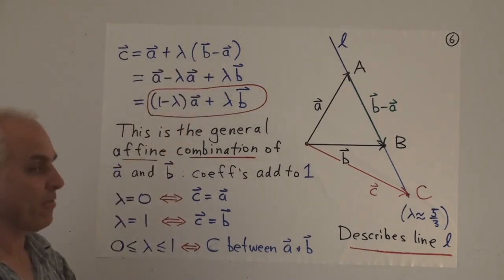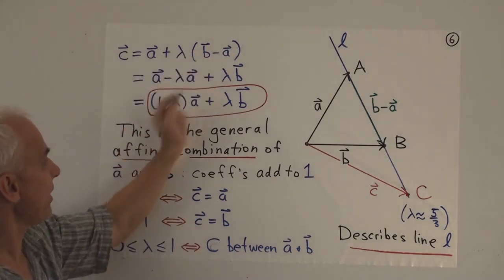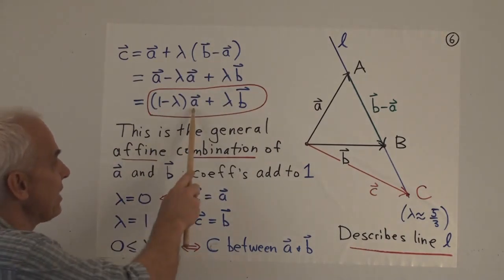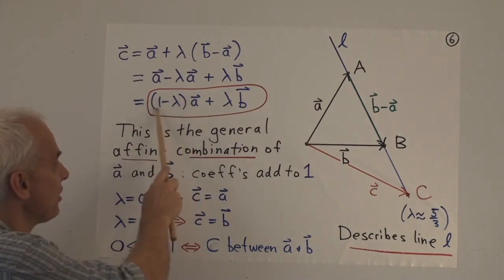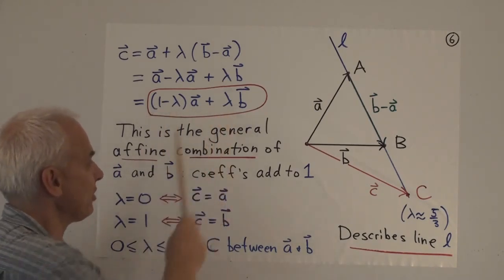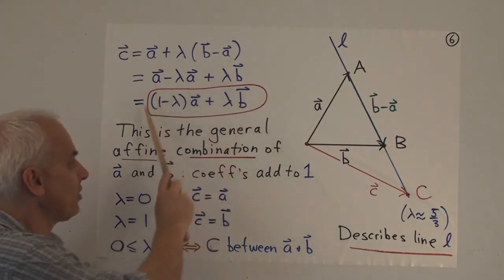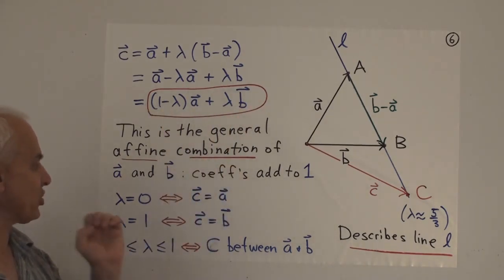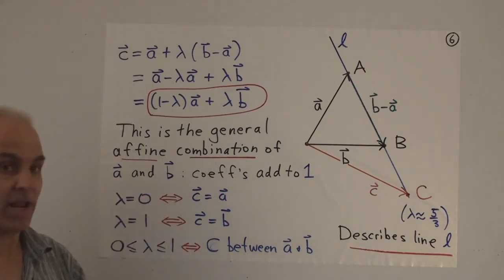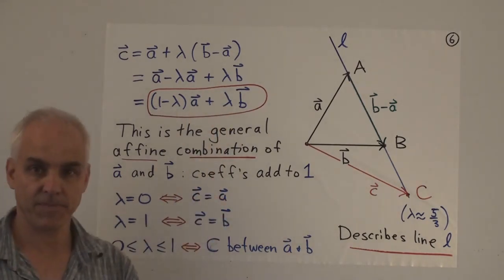What is that when we simplify it? Well, it becomes A minus lambda A plus lambda B. And then the A's are multiplied by just the factor 1 minus lambda. And B is multiplied by lambda. So this combination is called the general affine combination of A and B. And what makes it an affine combination is that the coefficients add up to 1.